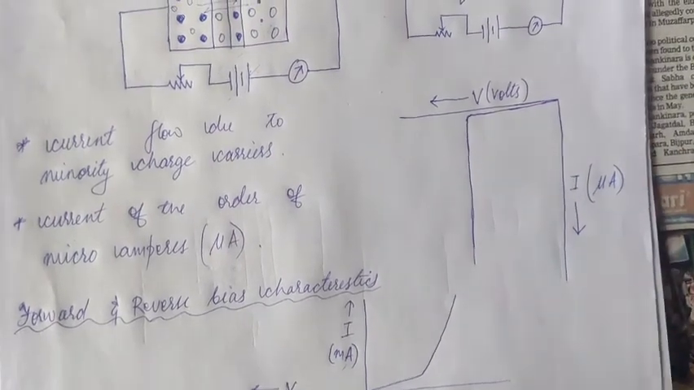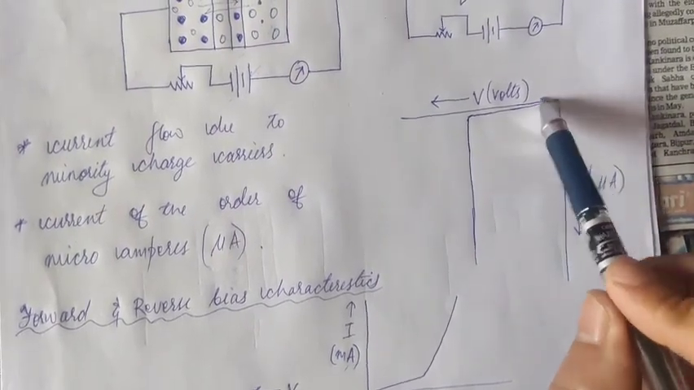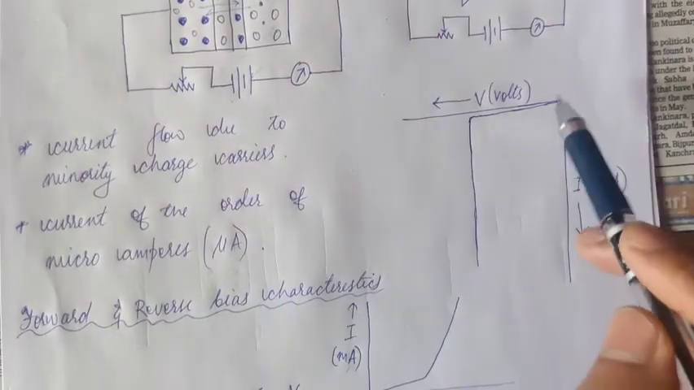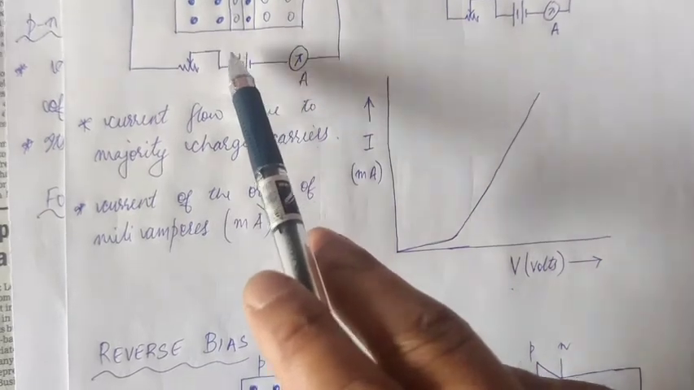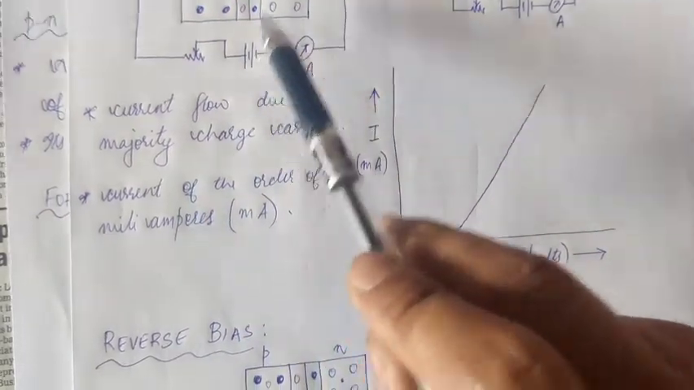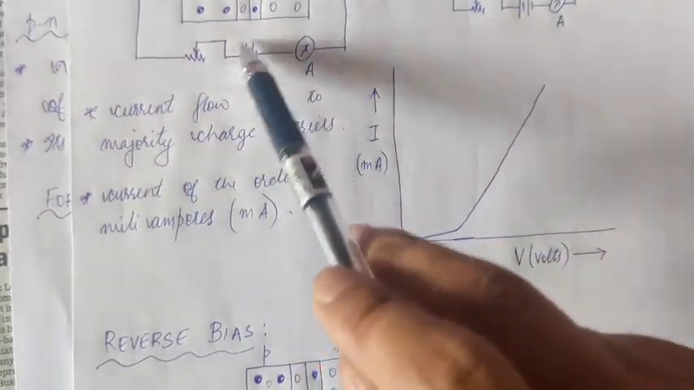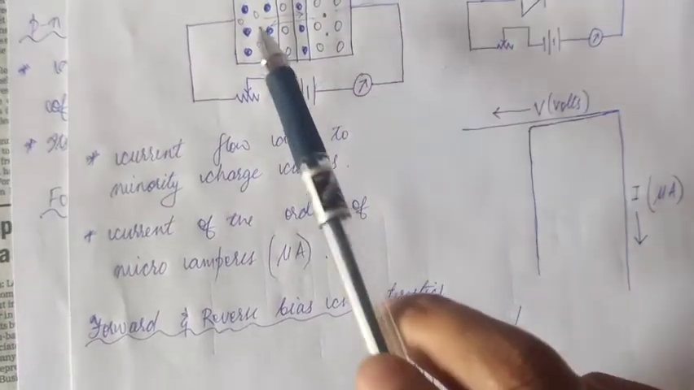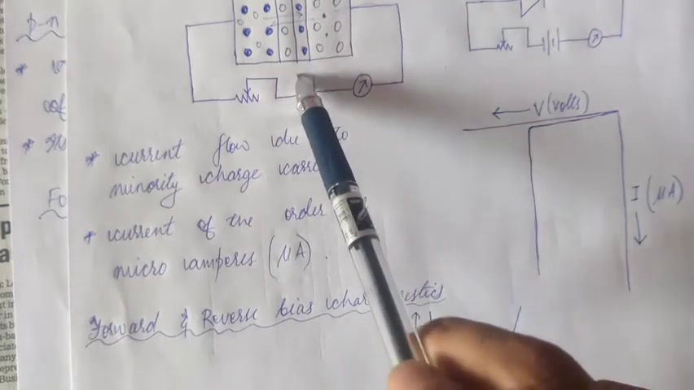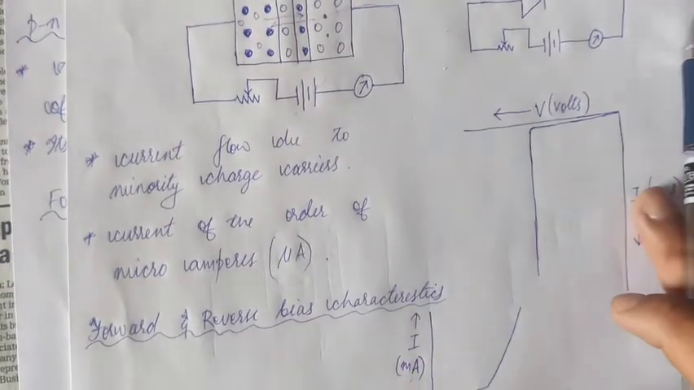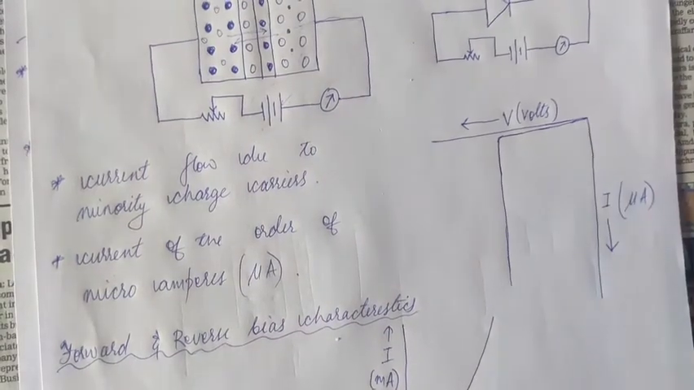Okay, so what happens in reverse bias? As we go on increasing the voltage, we've considered this to be positive voltage when the positive terminal is connected to P-type and the negative terminal connected to N-type. Then the increase in voltage under this condition, when the negative terminal is connected to P-type and the positive terminal connected to N-type, is an increase in the negative direction of voltage.